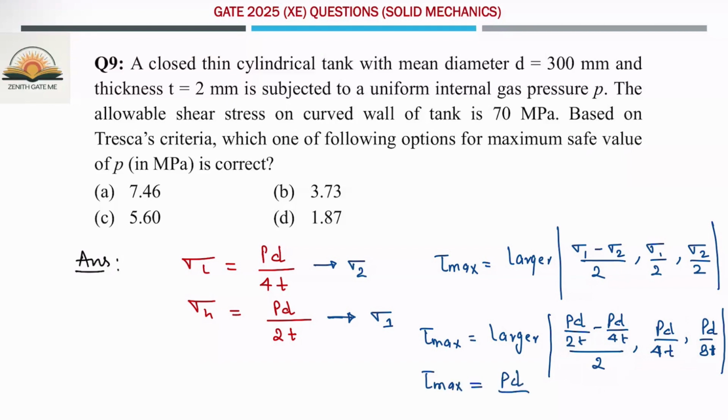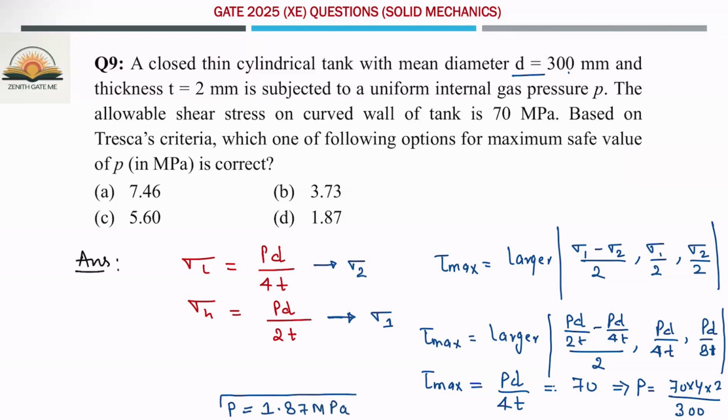So PD by 4T is the maximum value, and the allowable stress value is given as 70 megapascal. So you just equate with 70 megapascal, then you will get the pressure. So the pressure is equal to 70 into 4 into thickness. What is the thickness? 2, divided by the mean diameter, which is 300 mm. Once you solve, you will get the pressure value approximately 1.87 megapascal. That means option D is the correct answer for this question.